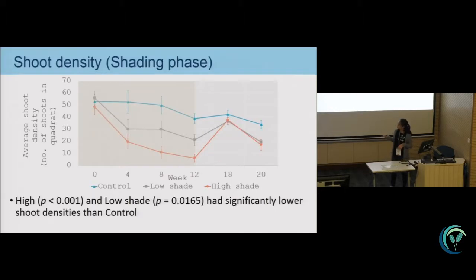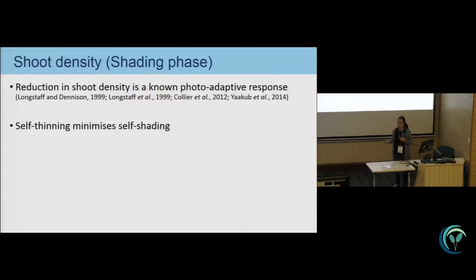So moving on to results and discussion, for the objective on the effects of shading on seagrass morphology and chlorophyll, we found that during the shading phase, which is represented by the darker gray area, high and low shade experienced a significantly lower shoot density as compared to the control. These are the high and low shade treatments. A possible reason for this is that reducing shoot density helps to minimize self-shading and allows more light to reach shoots that are smaller or shorter.